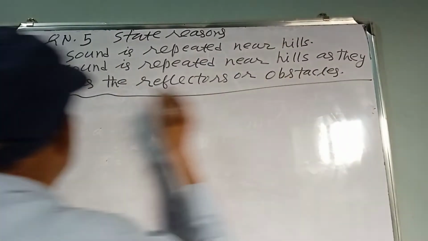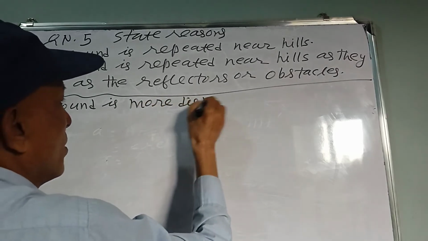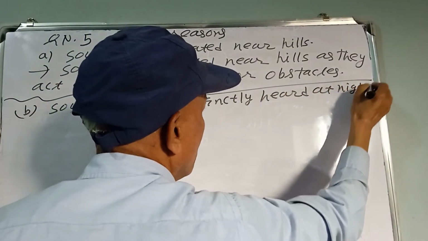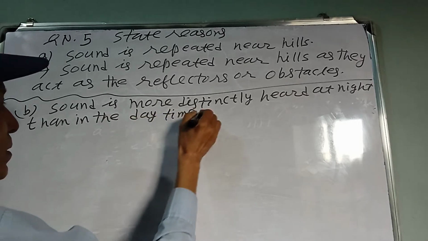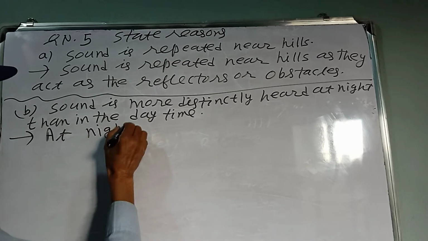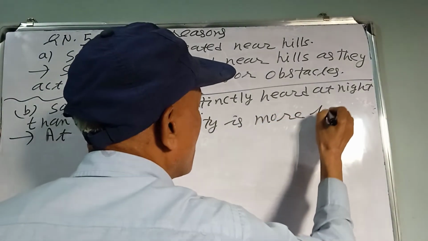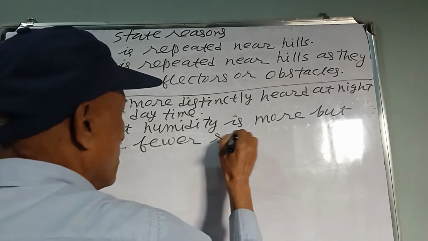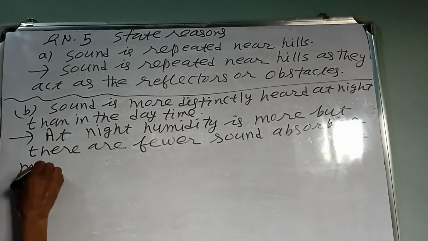This is A number. B number is sound is more distinctly heard at night than in the daytime. Divsa bhanda rati prastut sunincha. There are two reasons. At night, humidity is more, but there are fewer sound absorbing materials.